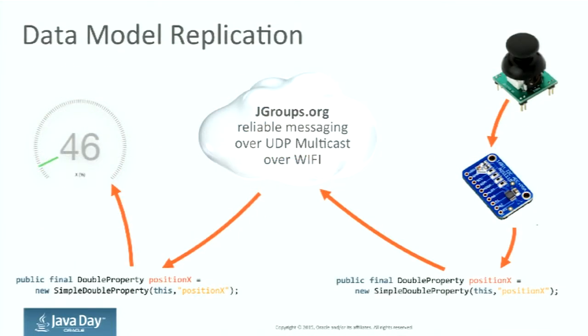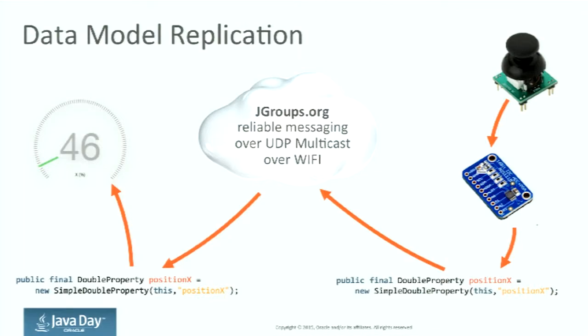So what happens here is when I move the joystick, it's going to send an analog voltage to the analog to digital converter. It's going to convert that into an I2C signal that's going to be picked up by our Java code, which is going to then update the property. That property gets replicated over the network, and the property on the other side is then bound to our user interface and is going to change a dial.